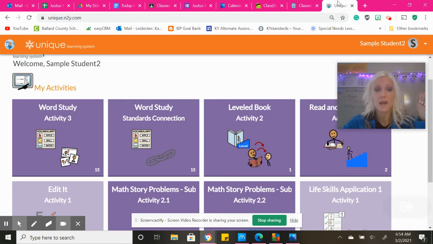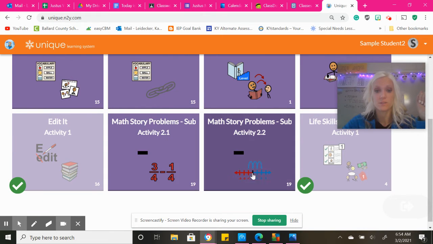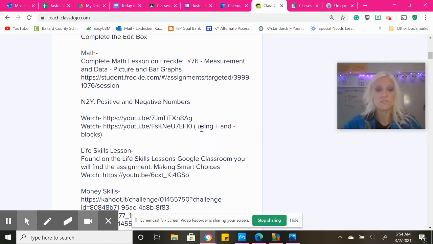And then on N2Y, we have positive and negative numbers. So these two boxes are positive and negative numbers. Now I added 2 different videos because we all learn differently. There's one video that talks about it on a number line, how we have our positive numbers and then our negative numbers, with 0 in the middle.